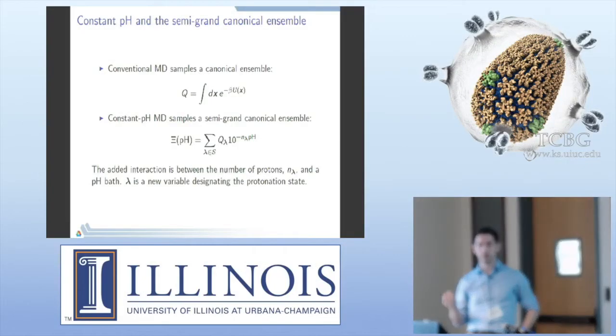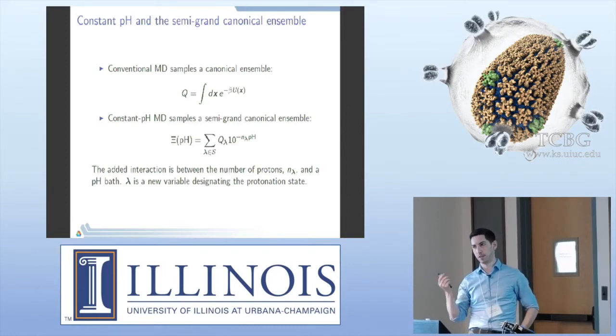have a fixed number of atoms in your system, you fix the temperature, and then you usually fix your volume or the pressure. And you can write this down mathematically. In the constant pH MD simulation, there are fluctuations in the number of protons in the system. So this is considered a semi-grand canonical ensemble.